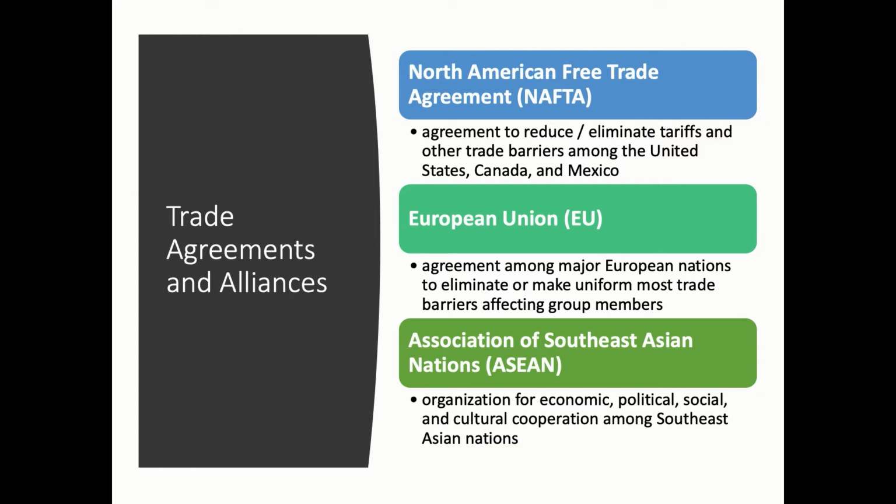You also have the European Union, right? Among the major European nations, this agreement also embraces a common currency, as well as eliminating most, if not all, of the trade barriers between member nations. And we have, significantly smaller than either the EU or NAFTA, but still important, the Association of Southeast Asian Nations. You see that there. It is an organization for cooperation amongst Southeast Asian nations, an important but much smaller body compared to the first 2.